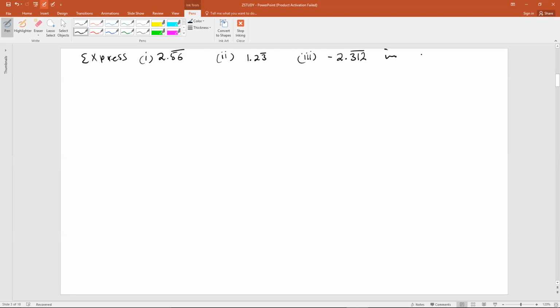Express these in the form of A/B. In other words, these are rational numbers that have been given, and now we want to express them in the form A/B. The restriction is B is not supposed to be 0. The first one will be straightforward. So this is our working. We get our 2.56 with a bar on top.